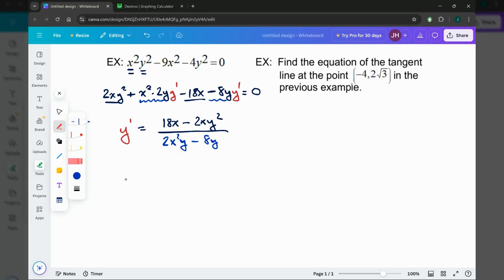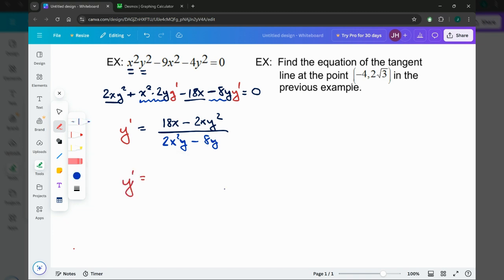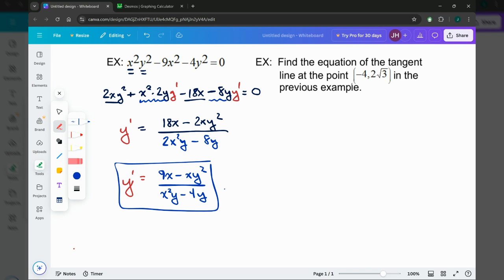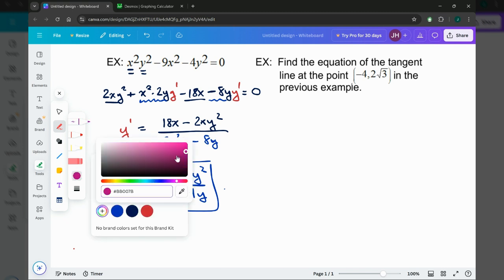And if I reduce this, my y prime is going to be equal to, first of all, they're all divisible by 2. They don't all have an x. They don't all have a y. But if I divide everything by 2, I get 9x minus xy squared all over x squared y minus 4y. There is my derivative. Now, how am I going to find the slope of the tangent line so that I can write the equation of this line?